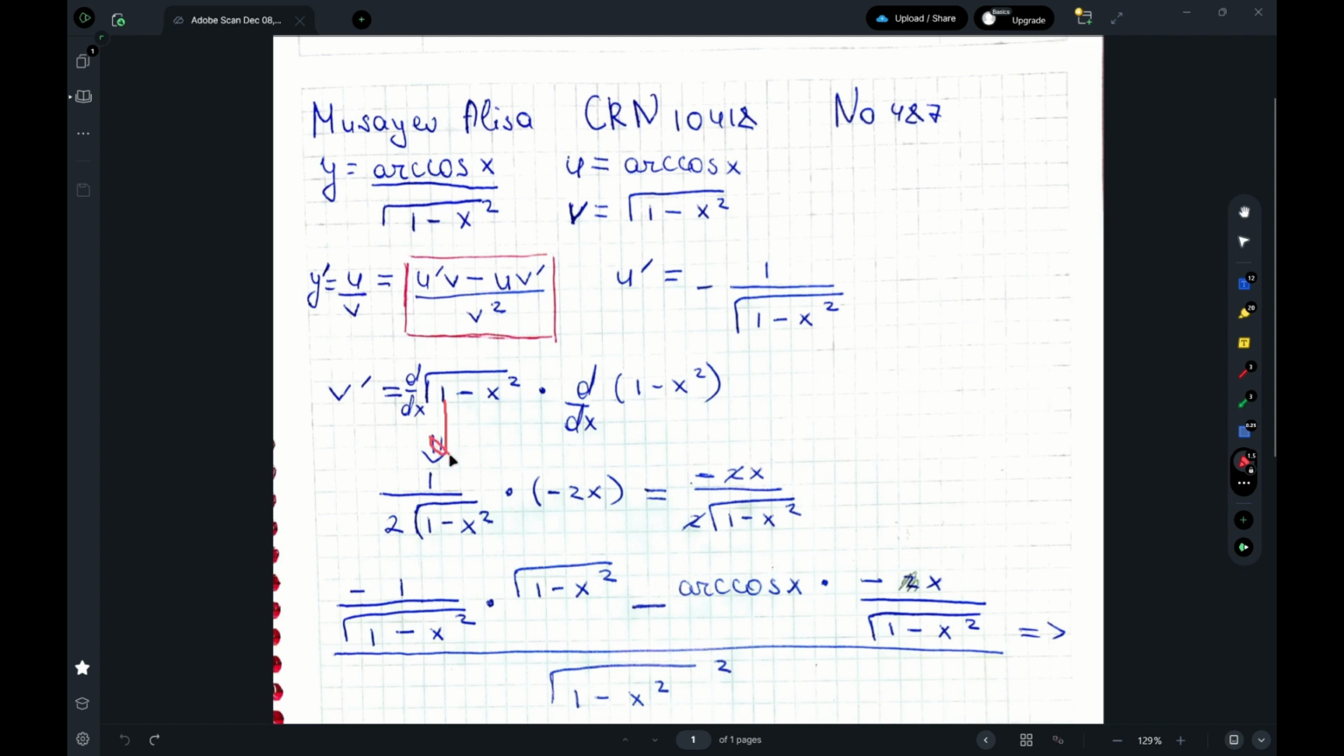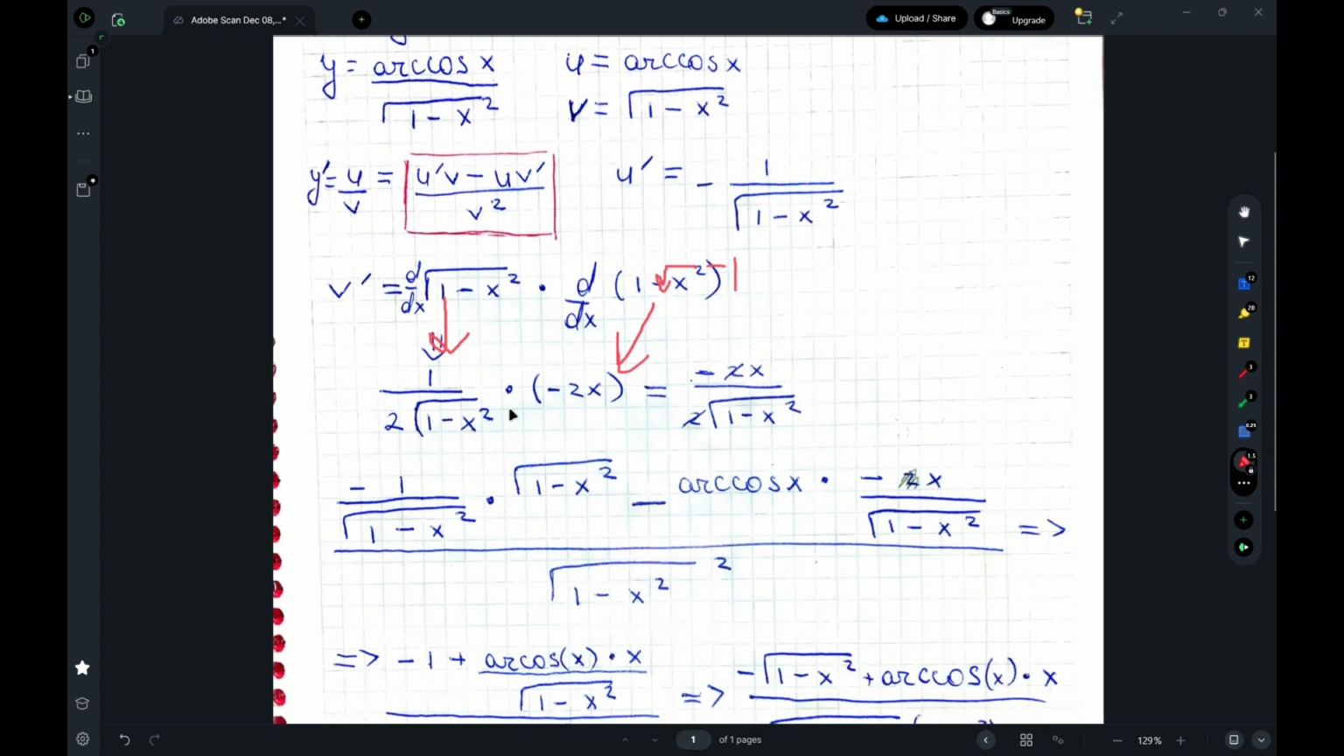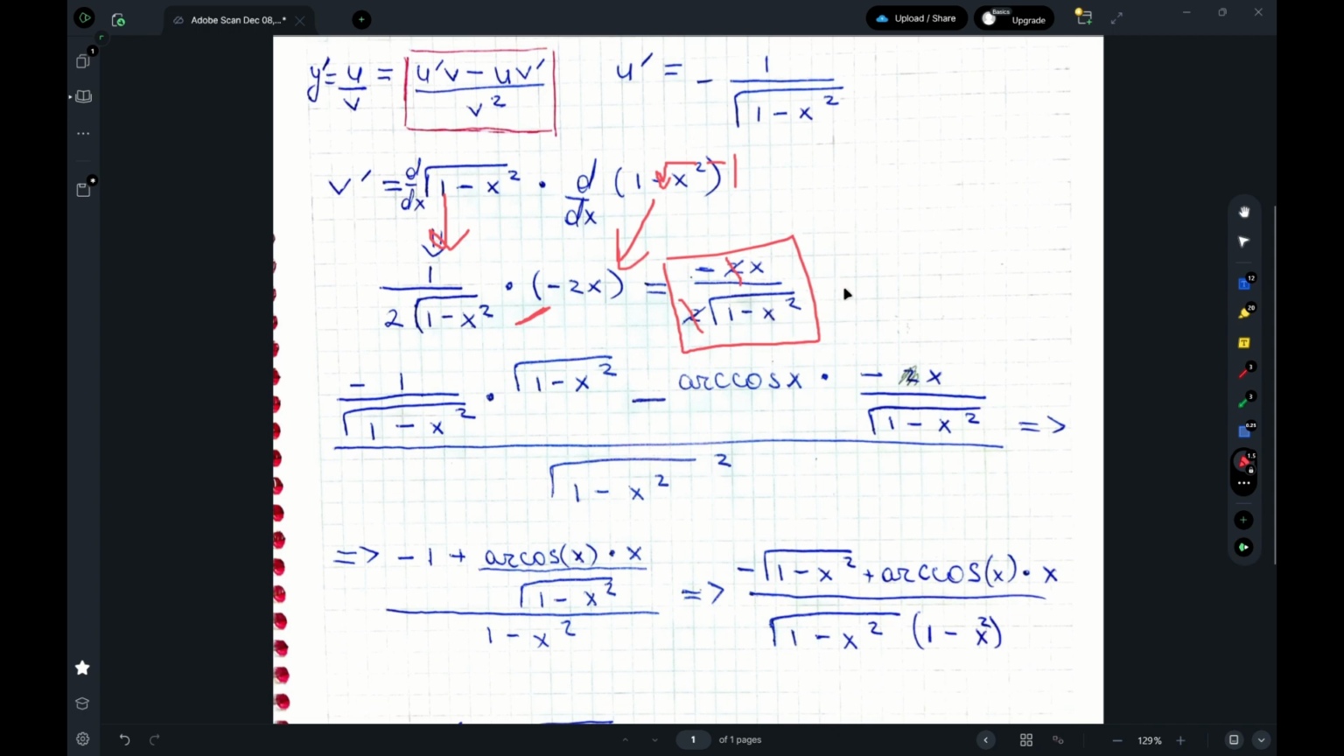So the derivative of this is 1 divided by 2 square root of 1 minus x squared, and the derivative of this one is minus 2x. So our 2 becomes here and minus 1 gives us this. So then we have to multiply these both equations and we get this. We can divide 2 from the both sides and we get minus x divided by the square root of 1 minus x squared.